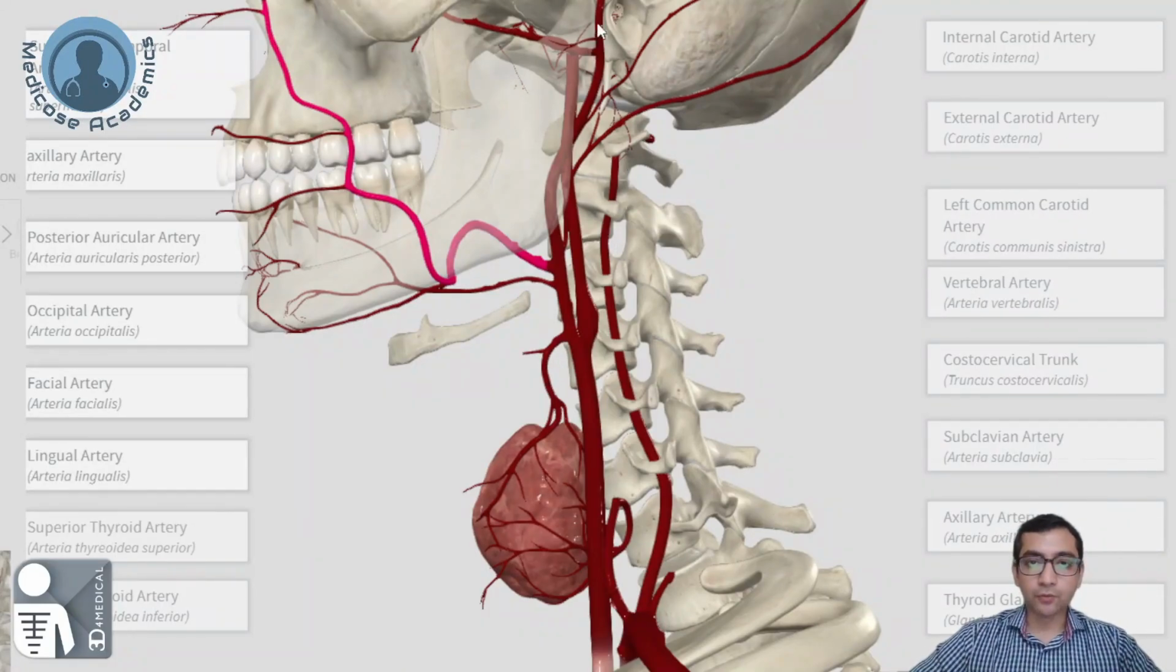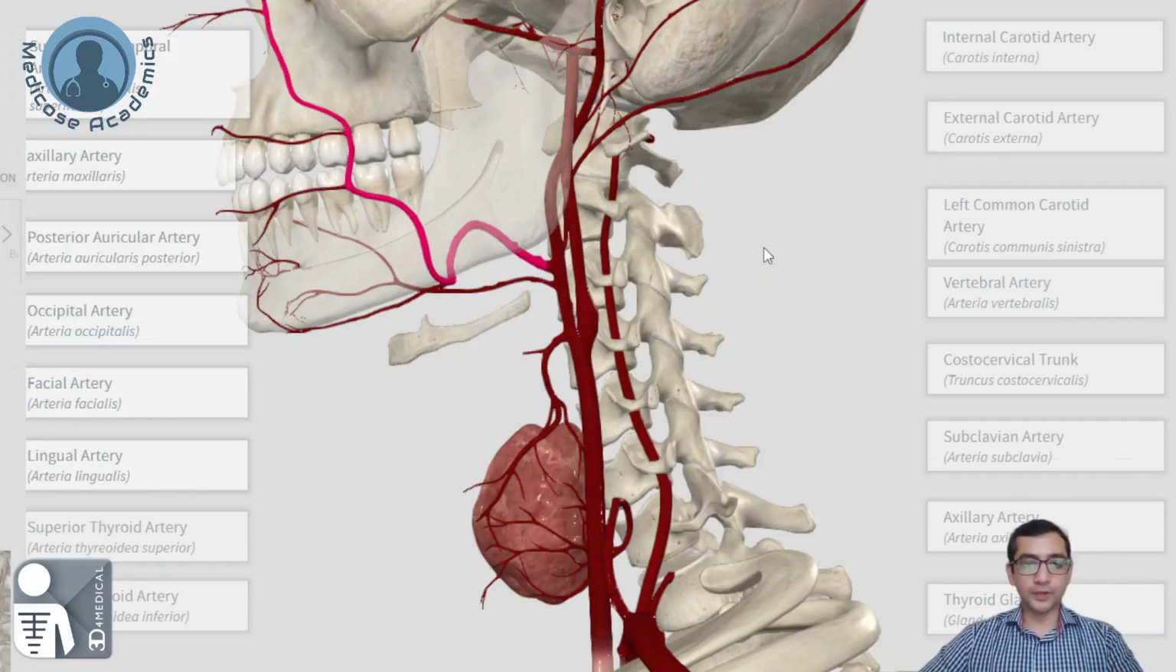Let me repeat. We talked about the 2 terminal branches, superficial temporal and maxillary. We talked about 3 branches that are moving from the anterior aspect: superior thyroid artery, lingual artery, and facial artery. There may be a common origin of the facial artery and the lingual artery, and that is known as the linguofacial artery. So 5 done, we are left with 3 branches.